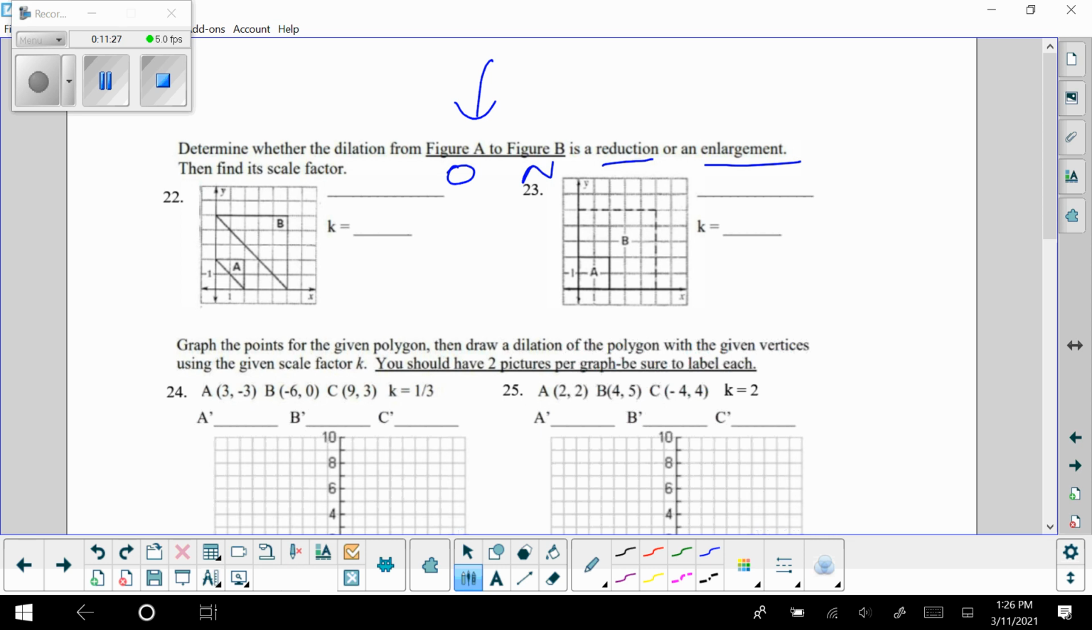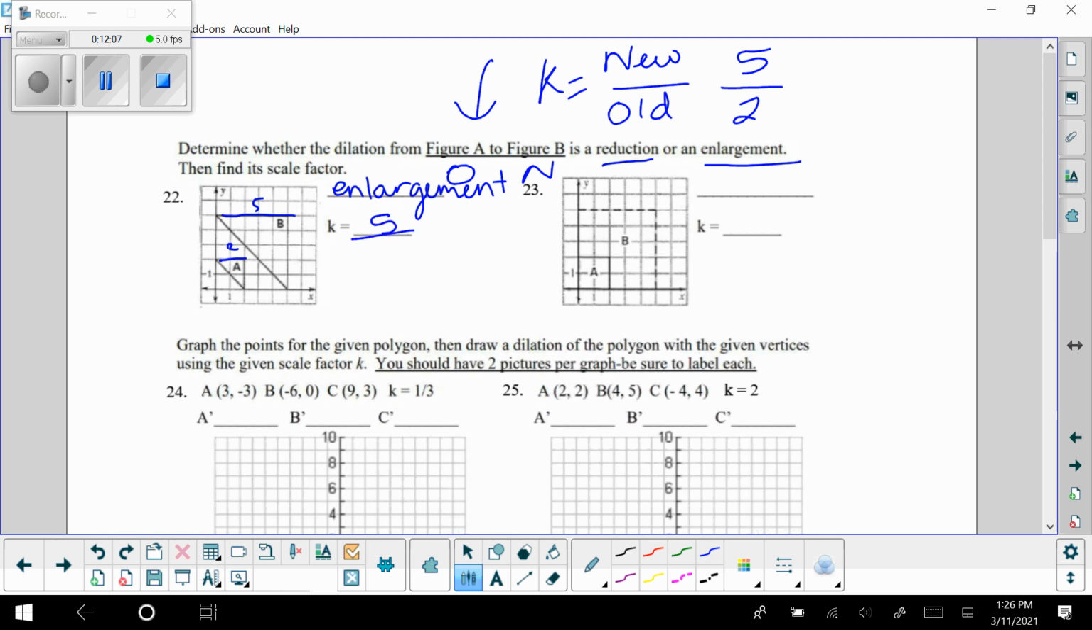So this is an enlargement. To find the scale factor, I'm going to look at this top side here. This is 2 units. This is 5 units. So remember, scale factor is new over old. The new figure, B, has a side length of 5. The old figure has a side length of 2. So the scale factor is 5 over 2.